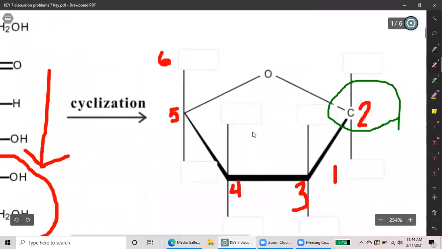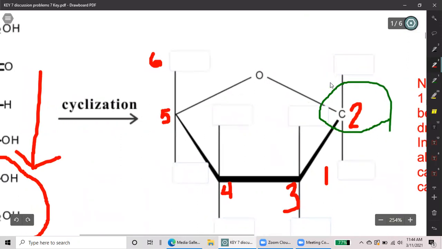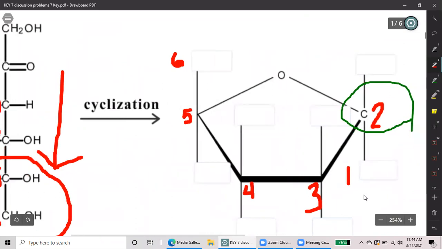Okay, so you can always start your problems like this. You draw your structure in a straight line, and then depending if it was on the right-hand side, you draw that group on top or down below. If it was on the left, you draw it on top. Okay.